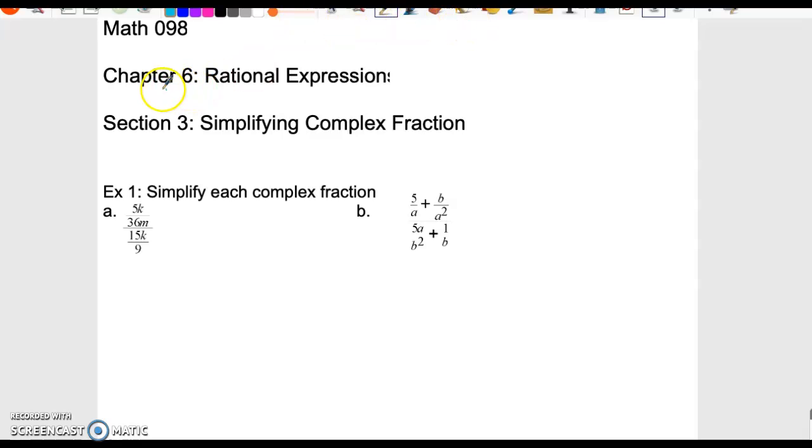Welcome back, Math 098. We are continuing with 6.3 complex fractions. So it's just fractions inside of fractions. But as a reminder, a fraction is a division.